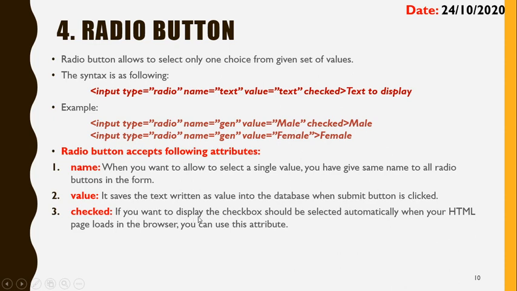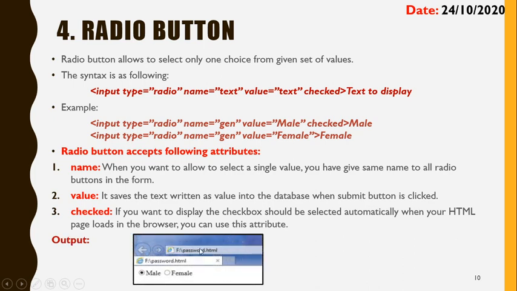Whatever information you mention in the value, it will be saved in the database. Checked means that if you want the radio button to be selected automatically, then you have to write checked. If male should be selected automatically, you write checked there. If you want female to be selected automatically, then you mention checked over here. And this is the output of the above example. So look here, male is already selected.